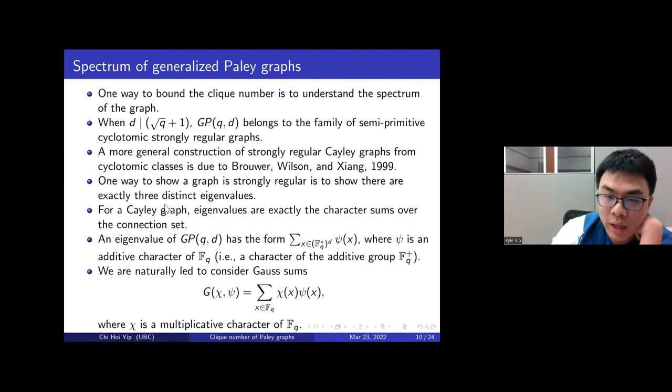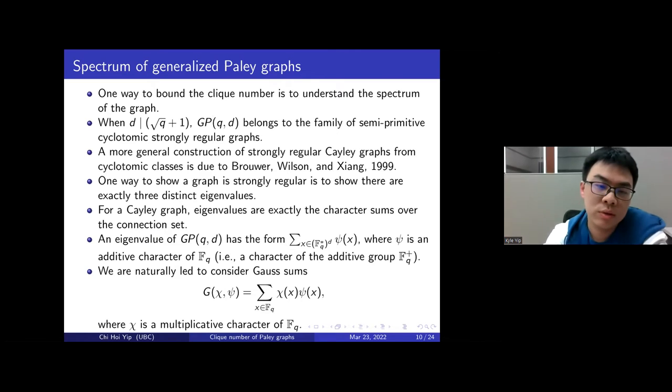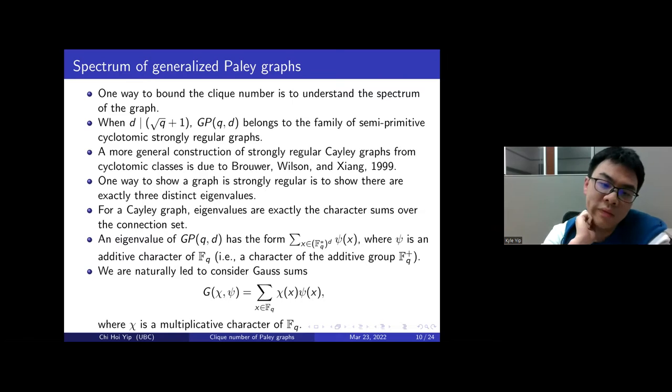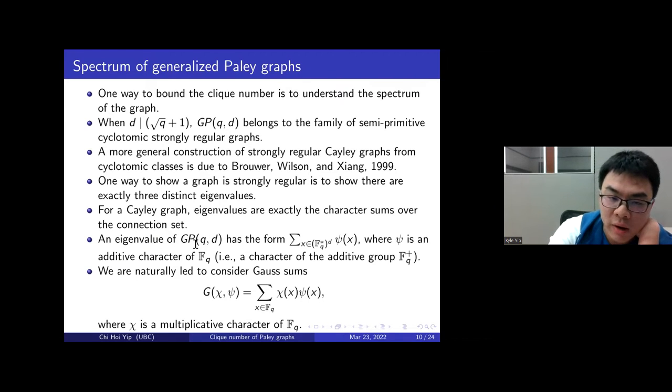And because we are working with a Cayley graph, it's actually not too difficult to write down what the eigenvalues are. It's well known that the eigenvalues correspond to character sums over the connection set. In our case, because our underlying group is the additive group of the finite field F_Q, the corresponding character should be an additive character. And our connection set is the set of these powers. So an eigenvalue of a generalized Paley graph GP(Q,D) has the form of an additive character sum over the set of these powers.